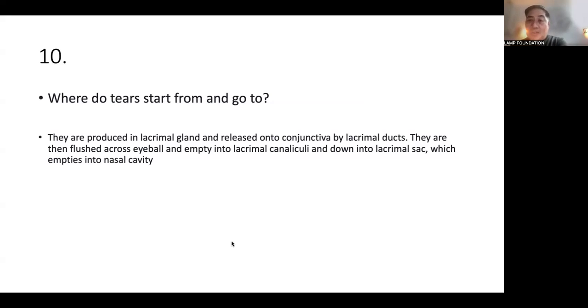That is why every time you cry, may lumalabas din na sipon. That's actually your tears. I'm sure you've cried before. Did you notice there's also a secretion coming out of your nostril?